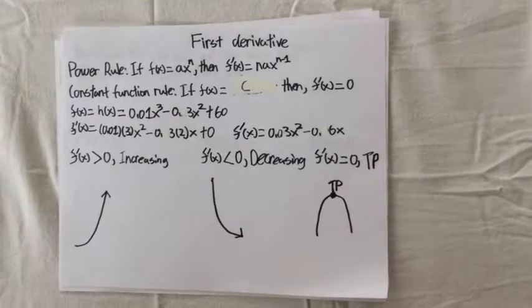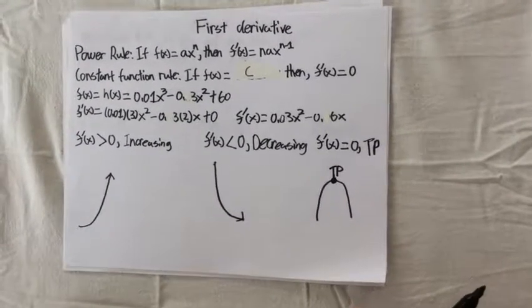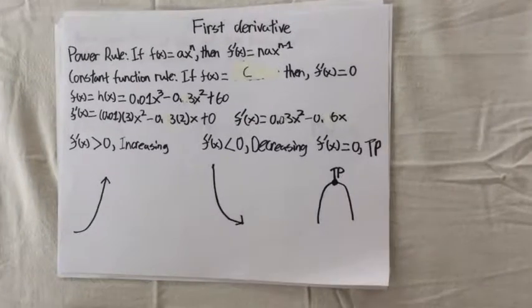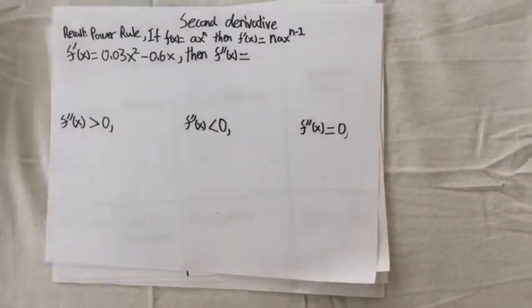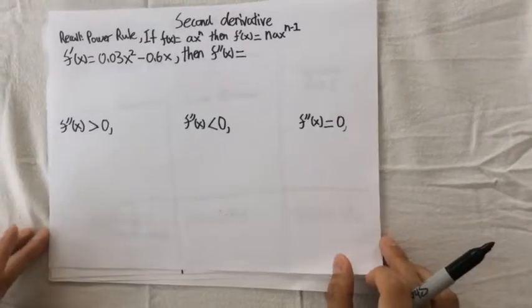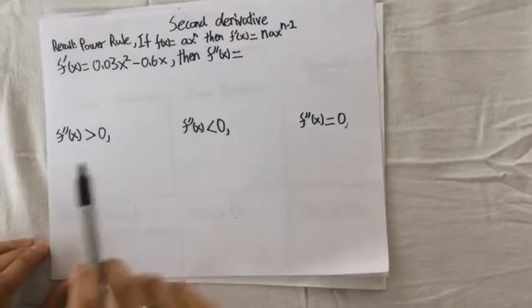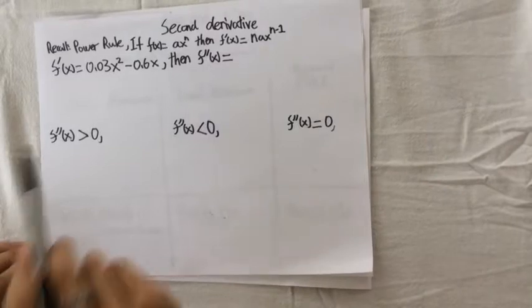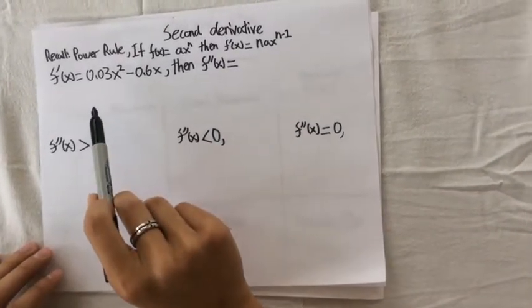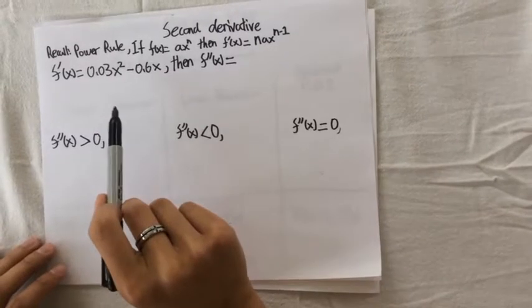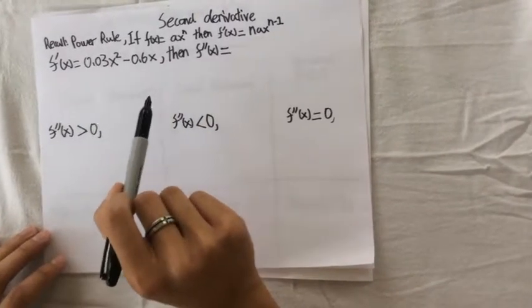Okay, so now we know what the first derivative represents. We are going to look at the second derivative. To take the second derivative, we have to use the power rule again. Let's recall the power rule. Right here, we have f prime of x equals 0.03 x squared minus 0.6x.